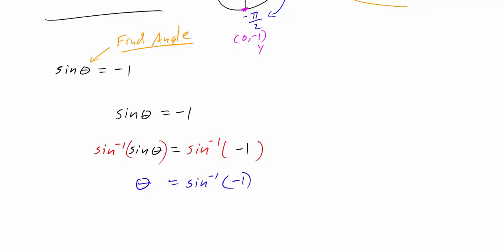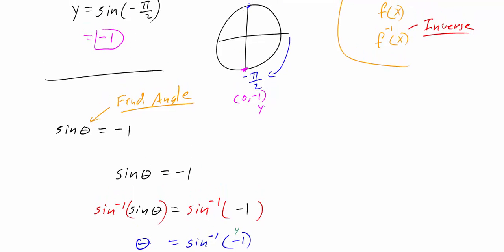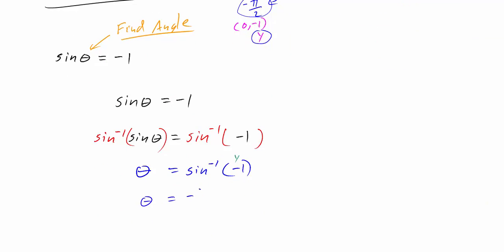We'll talk a little bit more about what this means, but the inverse sine of -1 means, if we have a y value here, this -1, what angle has a y value of -1? Well, we just looked at the example above. We can see right here, if we're down here at the bottom of the circle, our y value is -1, and we could use this negative pi over 2 as our angle.